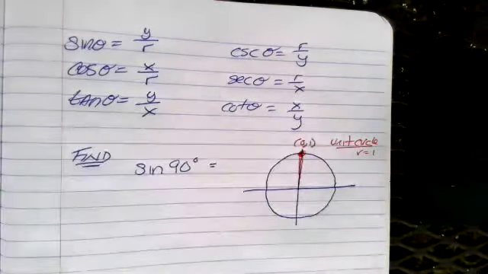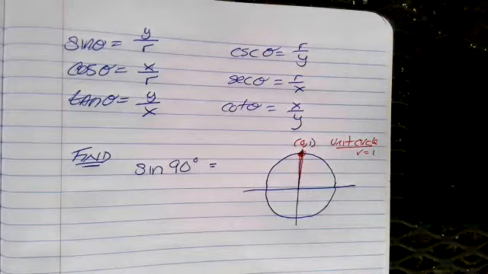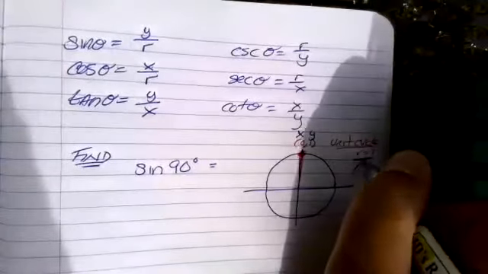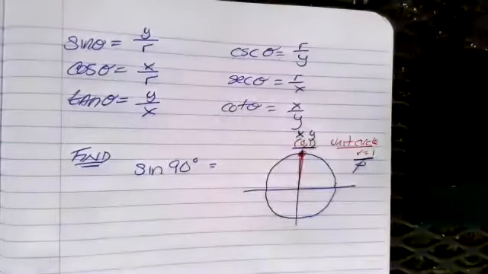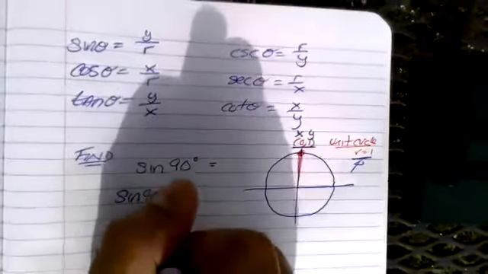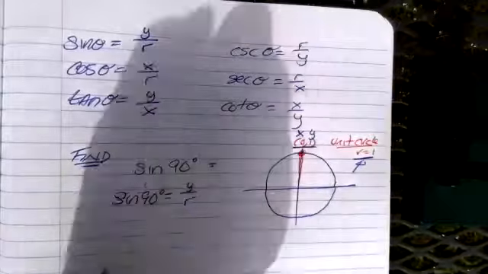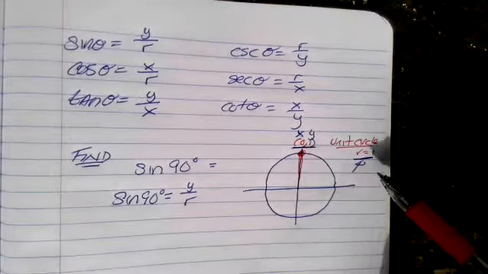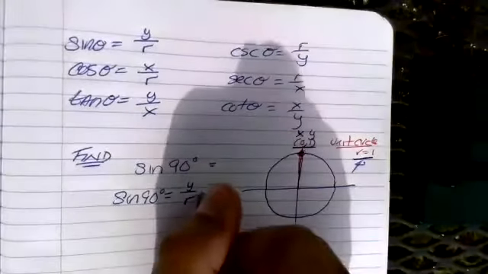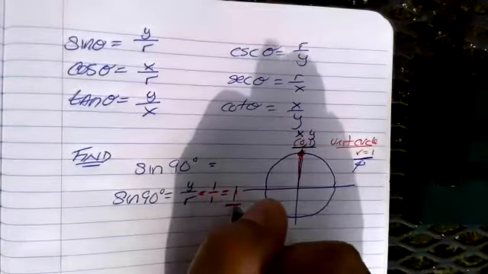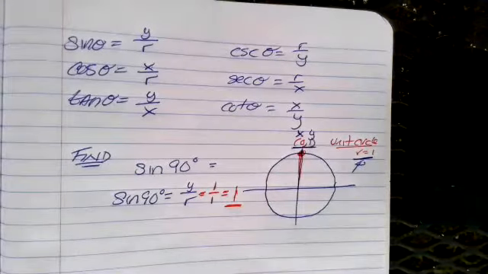So by having the coordinates of that point and knowing that this is a unit circle, we know what x is, we know what y is, and we know what r is. We're given all three values that we need, right? And we know sine of 90 degrees, or sine of anything, is y over r. So in this case my y is 1 and my r is 1, so this is really 1 over 1. Sine of 90 degrees is 1.